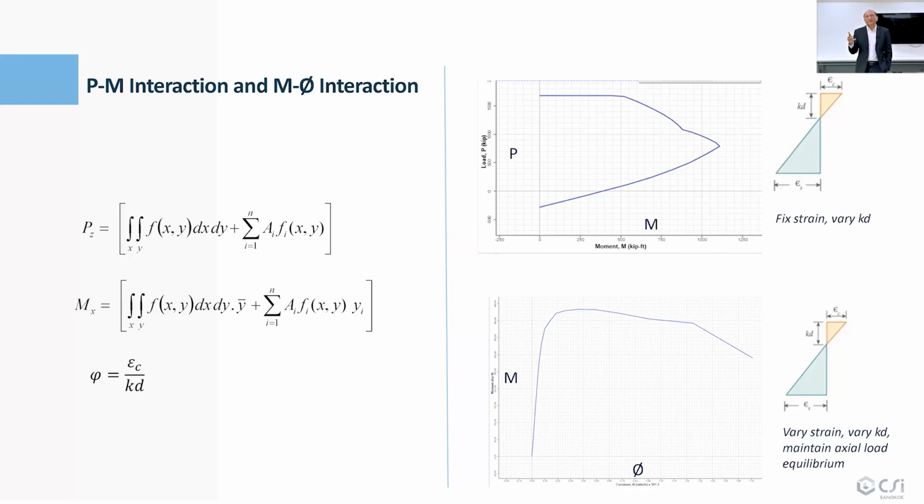The moment curvature curve may not always converge, but we use iteration to find the equilibrium between the applied axial load and the internal stress resultant, and the moment corresponding to that. So that's how we basically generate this one.